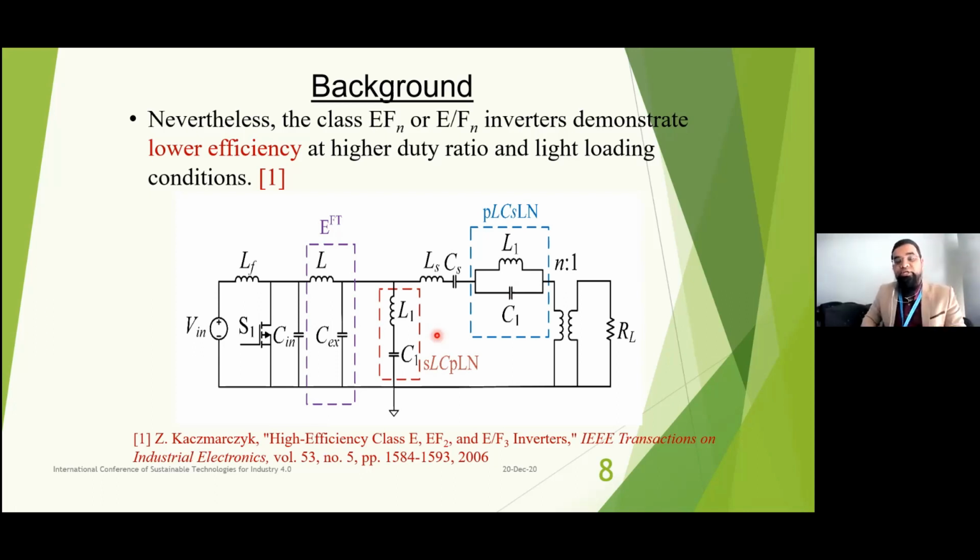So this is the class EFN inverter, but yet again, it is 20 years old now. This inverter has other types of problems, like lower efficiency at higher duty ratio. The switch here has some duty ratio operation. If you want to increase the duty ratio, that also lowers the efficiency because the switch is on for a longer time. If the switch is on for longer, the conduction loss is higher, and this also increases the switching losses.